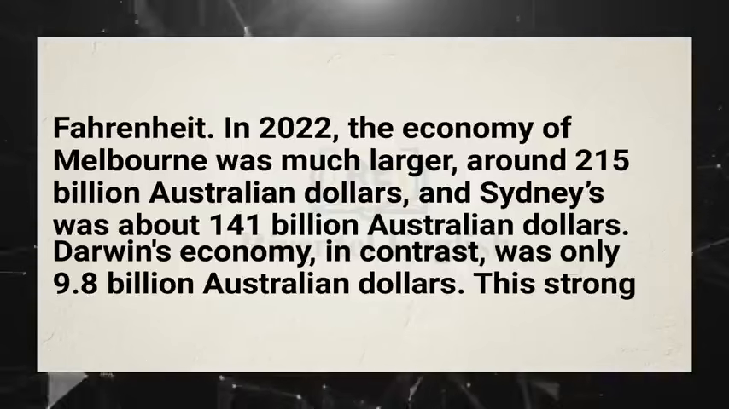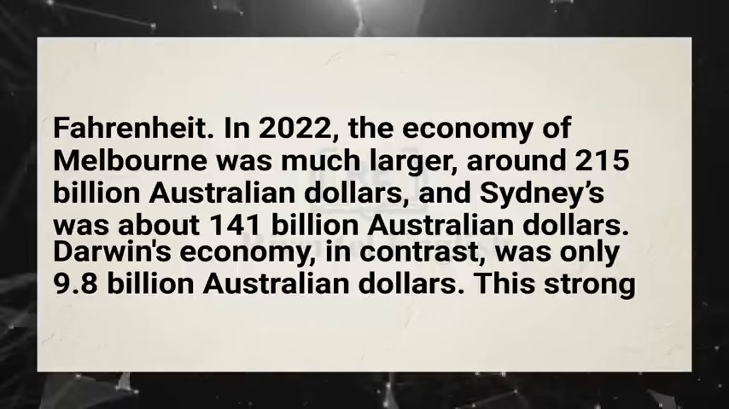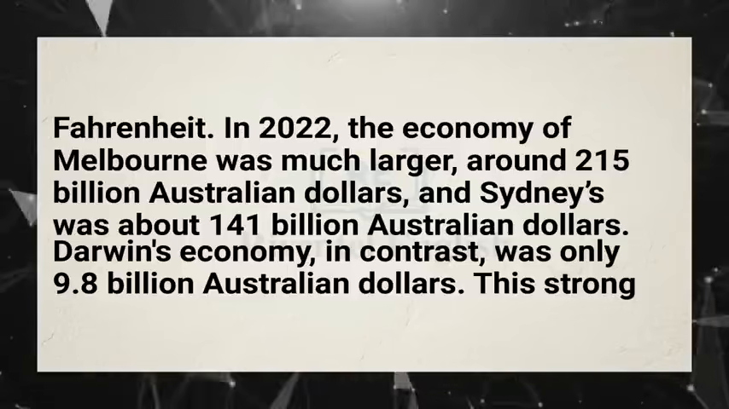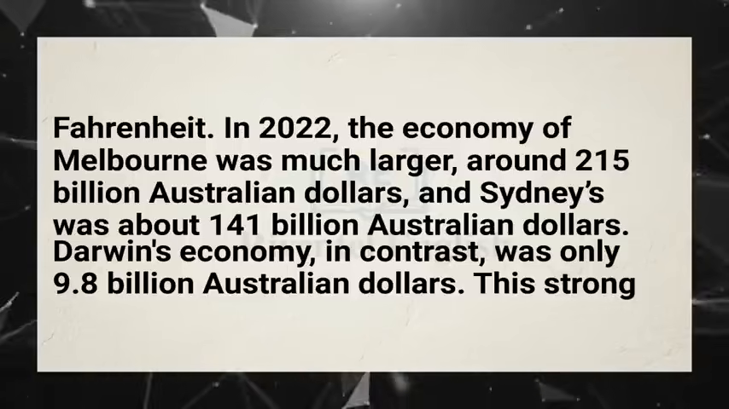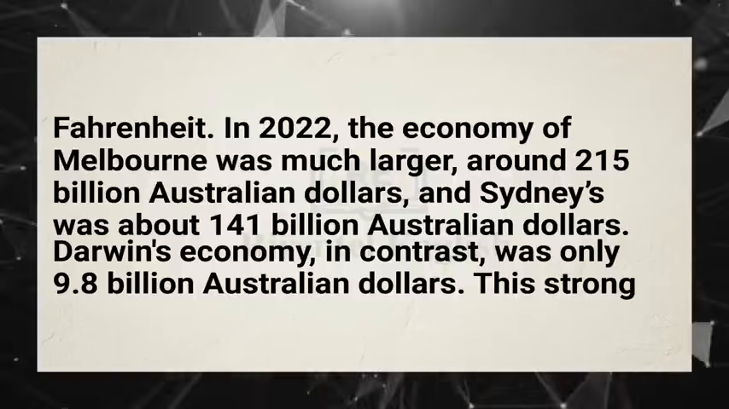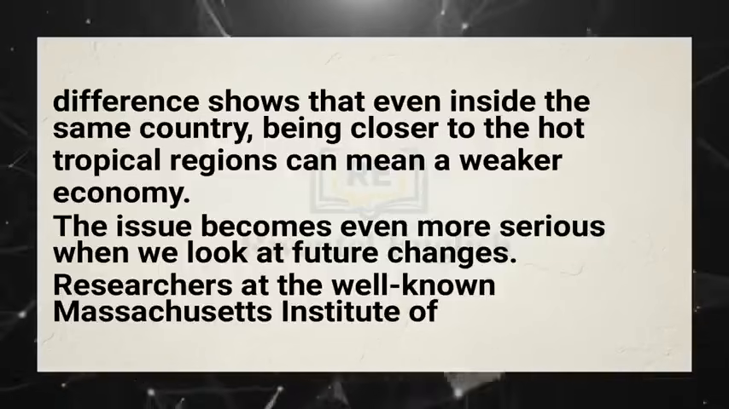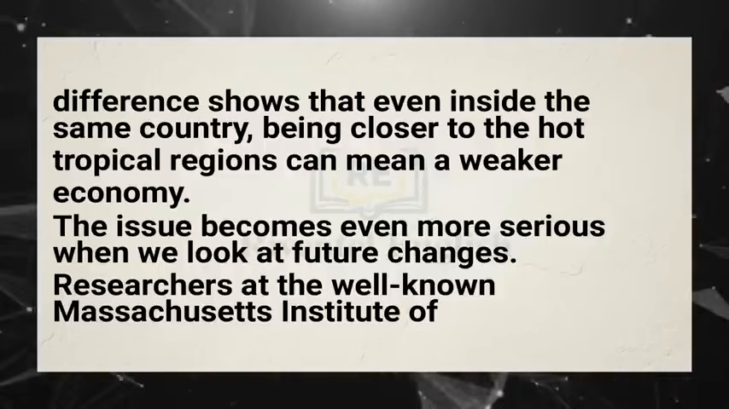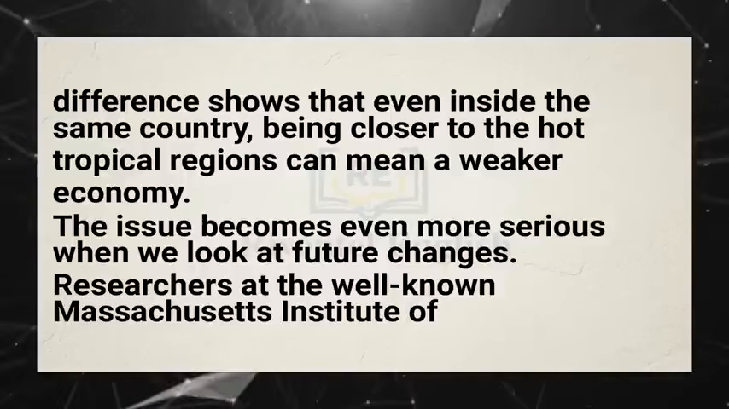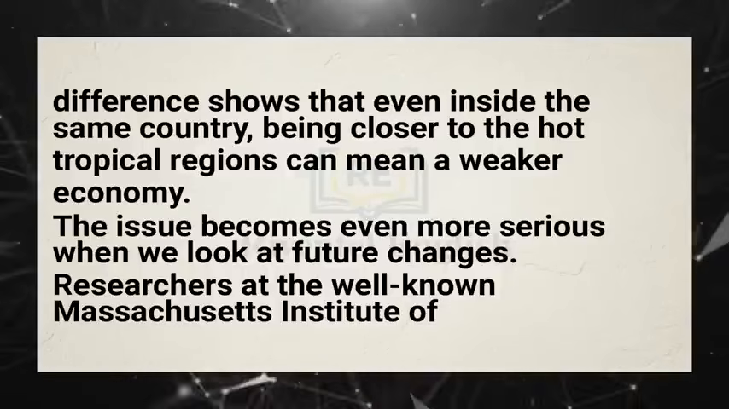In 2022, the economy of Melbourne was much larger, around 215 billion Australian dollars, and Sydney's was about 141 billion Australian dollars. Darwin's economy, in contrast, was only 9.8 billion Australian dollars. This strong difference shows that even inside the same country, being closer to the hot tropical regions can mean a weaker economy. The issue becomes even more serious when we look at future changes.